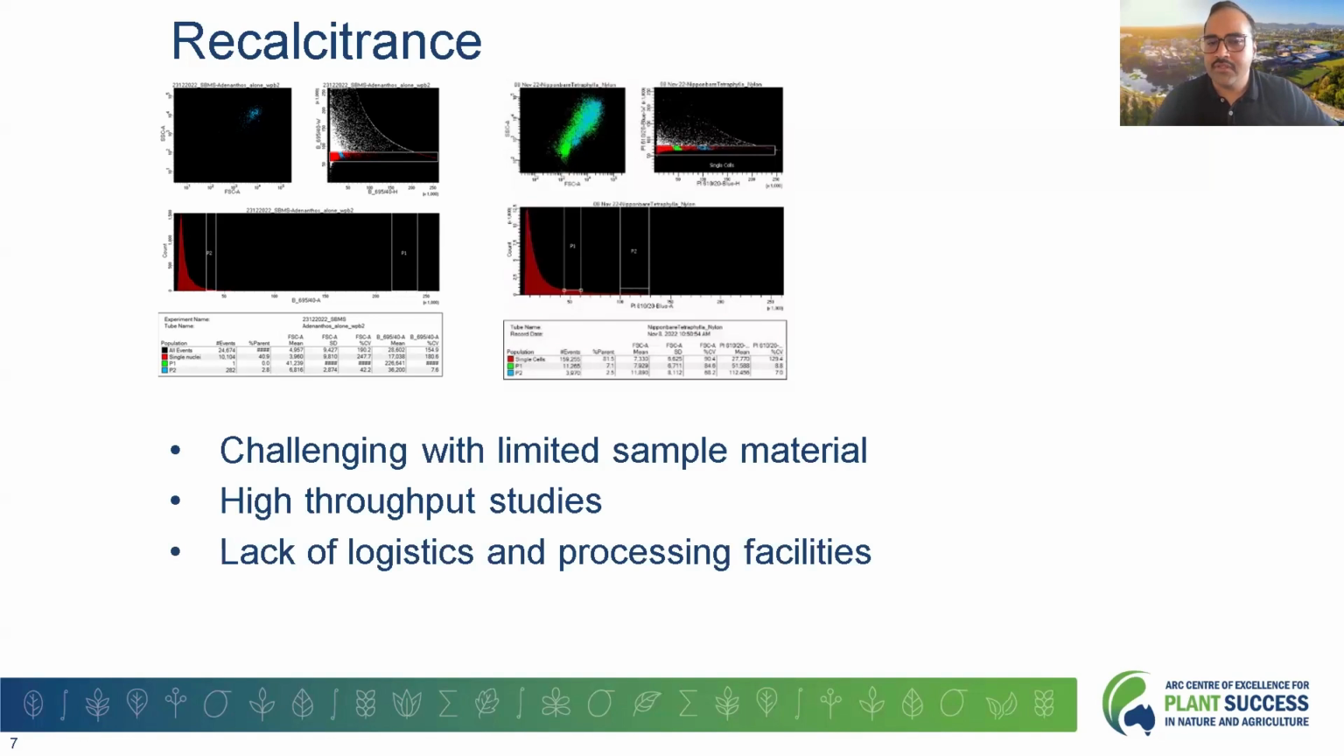And the third thing is the lack of logistics and processing facilities. Usually we collect our samples from field conditions where we do not have the necessities or facilities to bring our leaf material back to the lab in fresh condition. Let's say if it takes more than 4 or 5 days and we are not able to preserve the leaf material, then the nuclear integrity can be impacted significantly. And if we don't have intact nuclei, then flow cytometry doesn't give us the results that we seek.